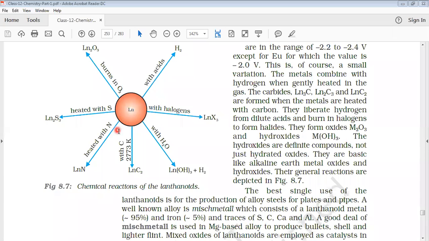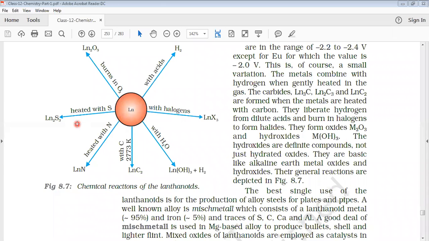Whenever this lanthanide reacts with acid, it can form the hydrides. Then if you react with halogen, it can form halides. Then if you are reacting with water, it can give hydrides. Then if you are reacting with carbon at 2773 Kelvin, it can convert into lanthanocarbide. Then if lanthanide combines with nitrogen, it's a nitrate. Then if it combines with sulfate, it will give sulfates of lanthanide.